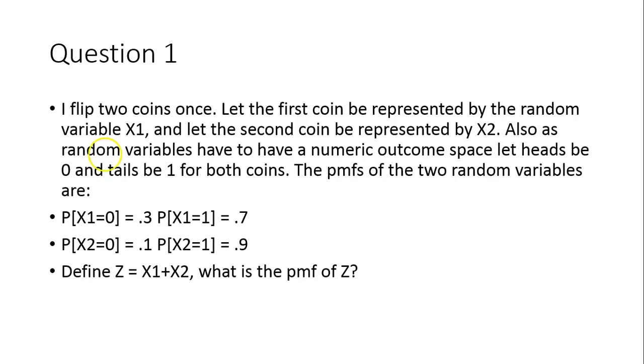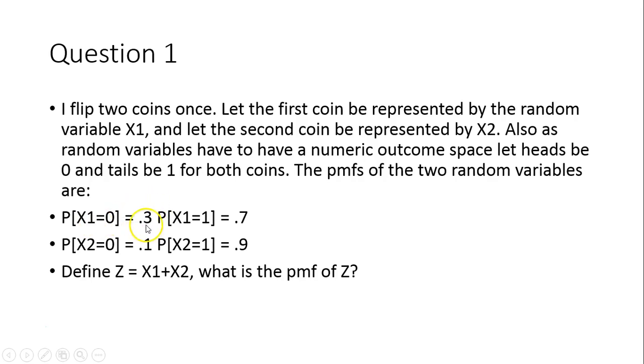So here, I flip two coins once. Let the first coin be represented by the random variable x1. And let the second coin be represented by the variable x2. Okay? Also, as random variables have to have a numeric outcome space, let heads be 0 and tails be 1 for both coins.